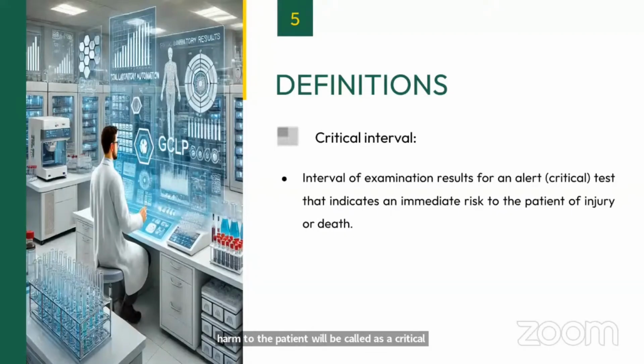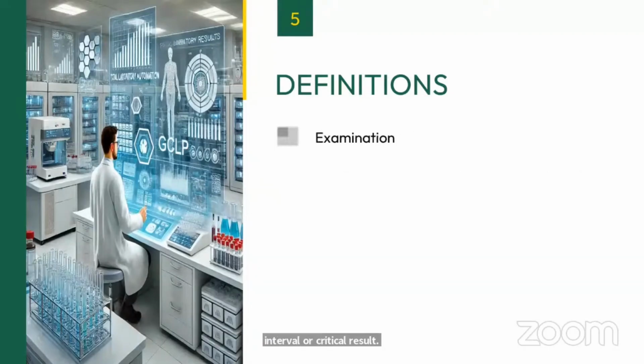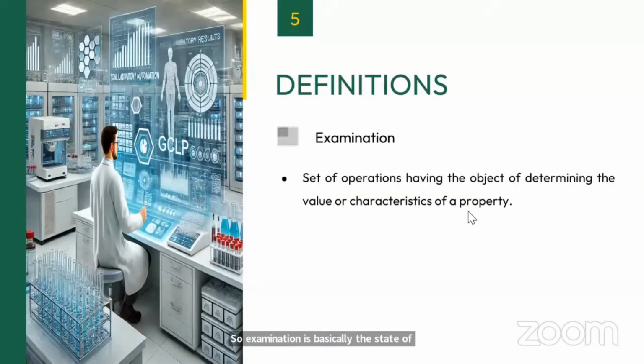Next is the examination. Examination is a set of operations having the object of determining the value or characteristics of a property. These are the step-by-step procedures which should be followed to determine the value or characteristics of a property. A property means of a measurand, of an analyte. So what are the methods? What are the different procedures you are following? All those sets of operations are collectively called examinations.